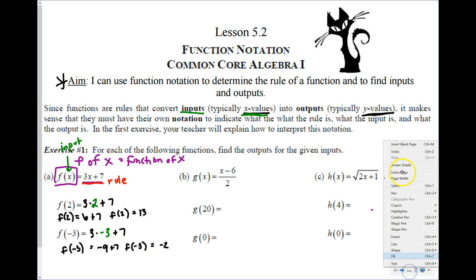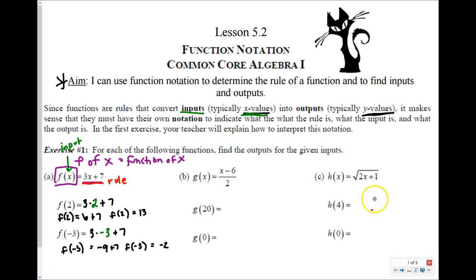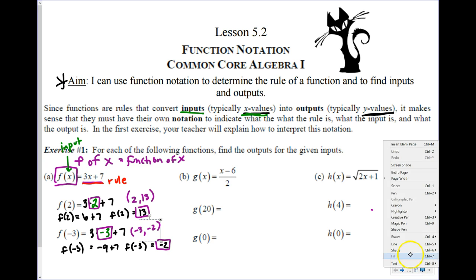When I'm done, I can say this is the coordinate 2, 13, and this is the coordinate negative 3, negative 2. I have my input here as negative 3, and my output here is negative 2. Input as 2, output as 13. Function is all about input and output, so this notation helps us figure out what we're putting into the function. If you want to try the next two on your own by playing around with inputs and outputs, please feel free. If you want to pause and try it by yourself, I'm going to go ahead and work through them.